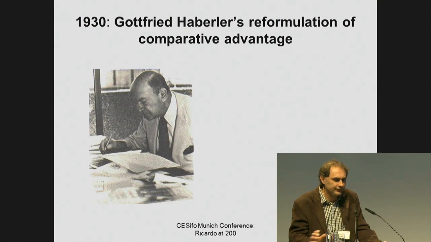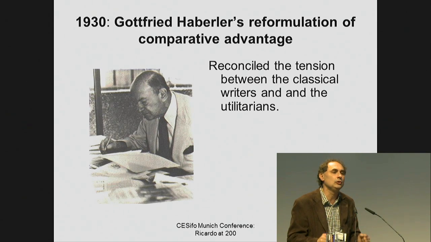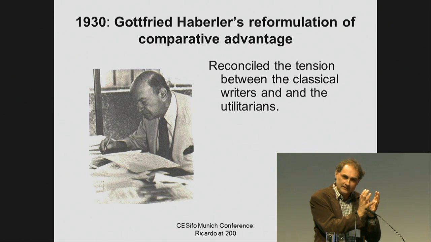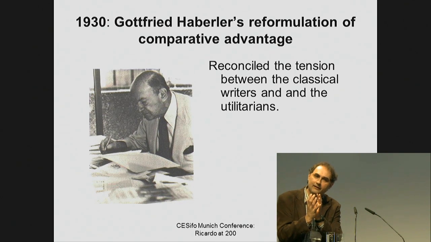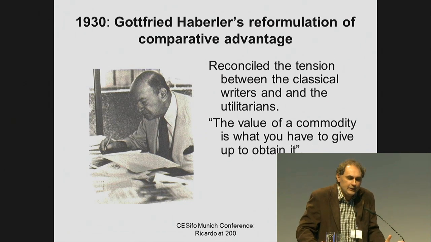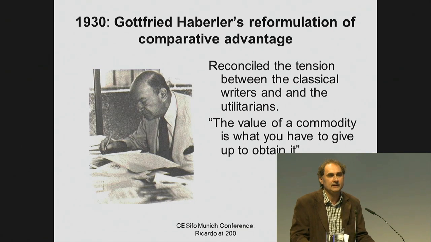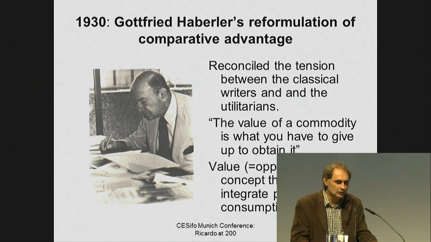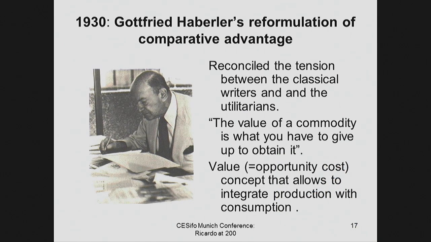He reformulated the theory of comparative advantage, and he reconciled this notion of value: the classical writers thought value can be measured by labor, versus the utilitarians, Jevons, Menger, and Walras, who said value is determined by the consumption side. And he could reconcile those two notions. He thought of the value of commodities, not as the labor embodied in them. The value is not the utility, it's what you have to give up to obtain it. That's the Austrian opportunity cost formulation of comparative advantage. And so value is now what we think right now since 1930. It's the opportunity cost concept that allows us to integrate the production side of the economy with the consumption side.